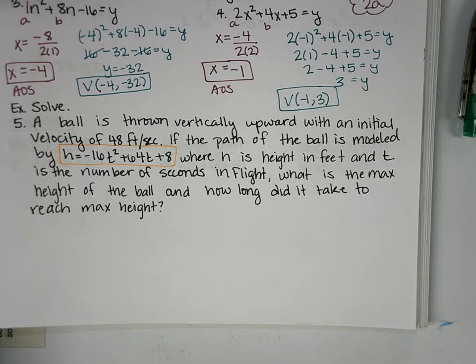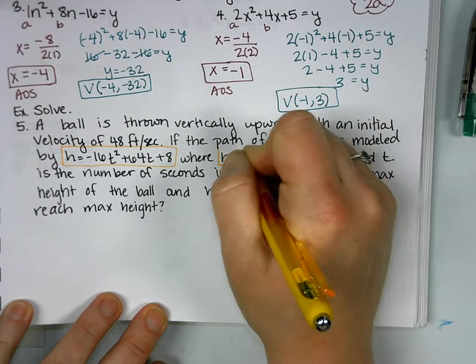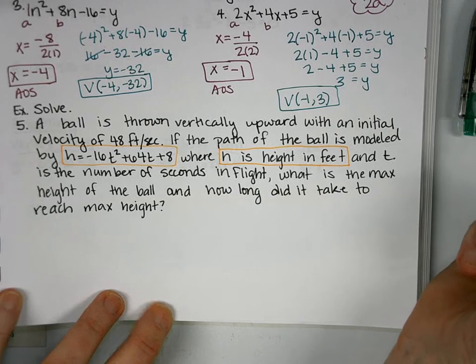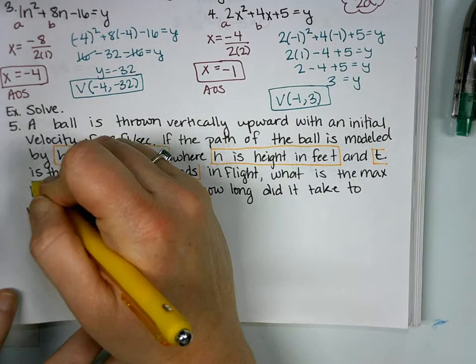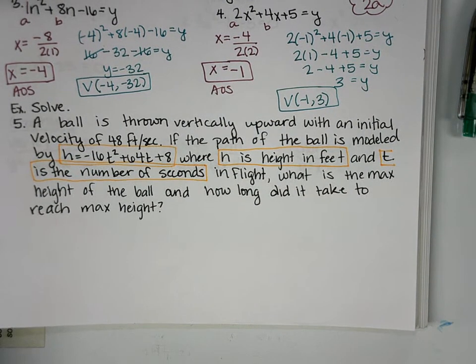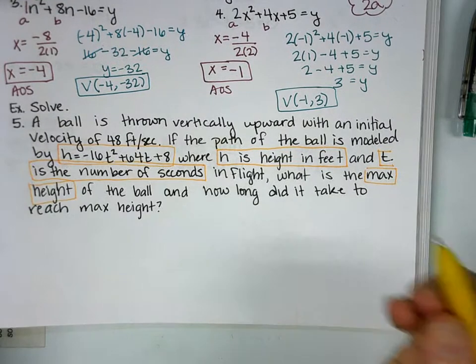H is height, and what are the units? In feet. And then what's the other thing we need to look at? Someone said it. T is the number of seconds. Our time. How t is our time in seconds. So knowing the equation and what each variable stands for, those are the key things that we need to know from this problem. The last thing we need to know is what it is we're being asked to do with that information. So what are we asked for? Max height and how long.